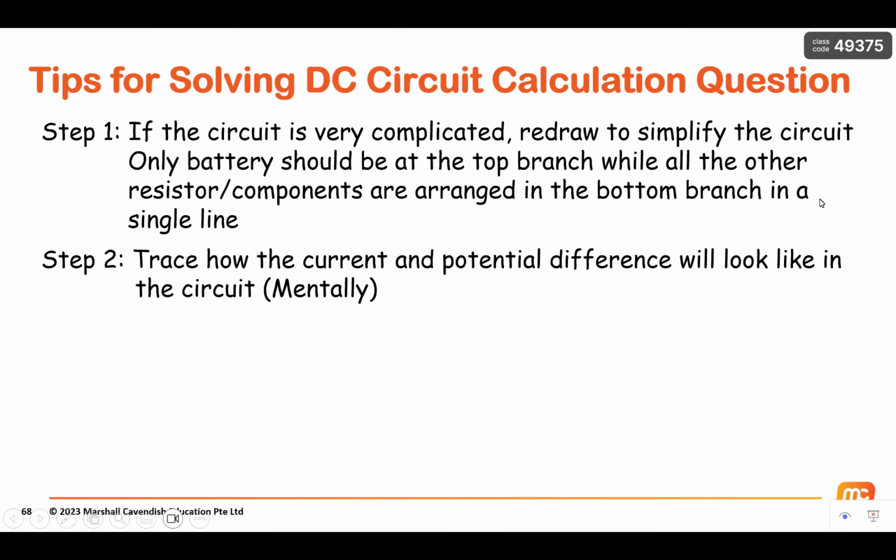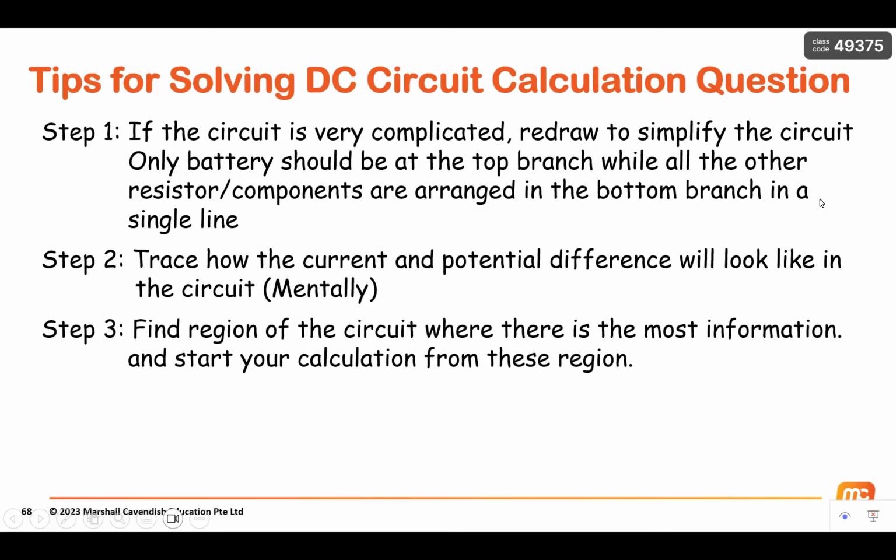Then after we have redrawn the circuit, in our head, we should mentally think about how the current and potential difference flow in the circuit. I will usually trace out how the current flows out of the battery, whether it flows in a series circuit or a parallel circuit, at which junction the current splits up, which junction the current joins back, as well as how the potential difference varies at different parts of the circuit. This one I will just think in my head mentally.